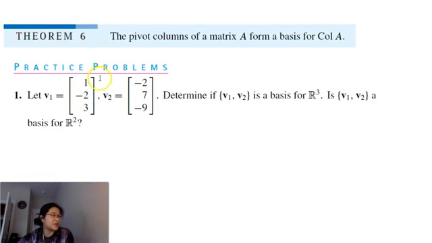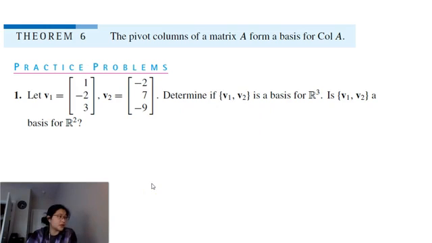Let v1 be (1, -2, 3) and v2 be (-2, 7, -9). Determine if {v1, v2} is a basis for R3. Is {v1, v2} a basis for R2? So pause the video. It's a yes or no. Do v1, v2 get us a basis for R3?